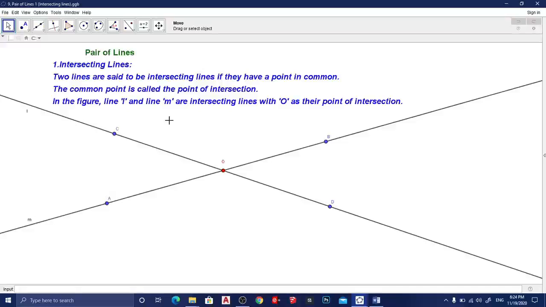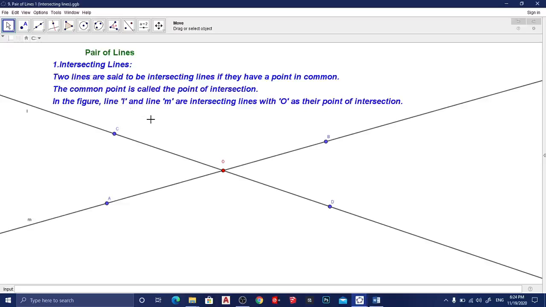Good morning, students. Up to now you have learned the basic definitions of lines and angles, types of angles and pairs of angles, and now you are going to learn about the pair of lines. Different pairs of lines you are going to learn in this session. First one is intersecting lines.